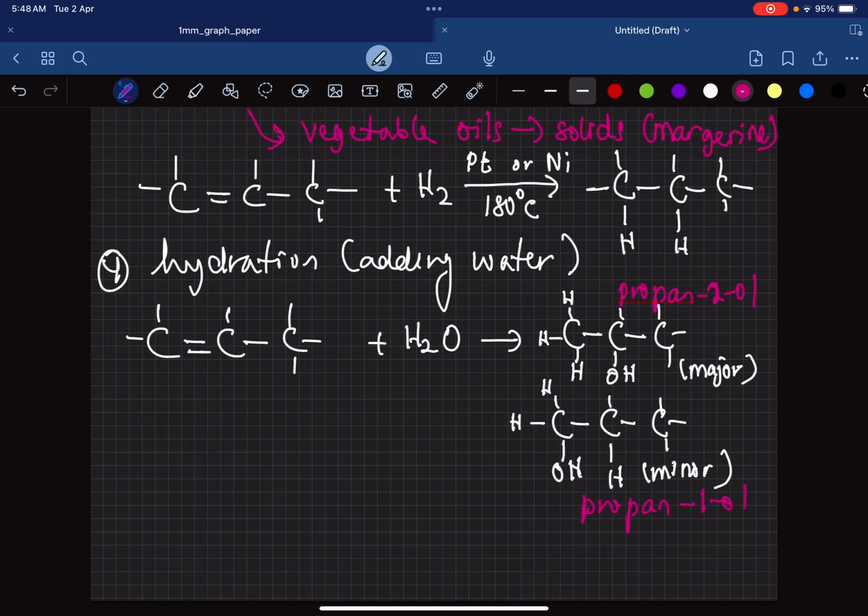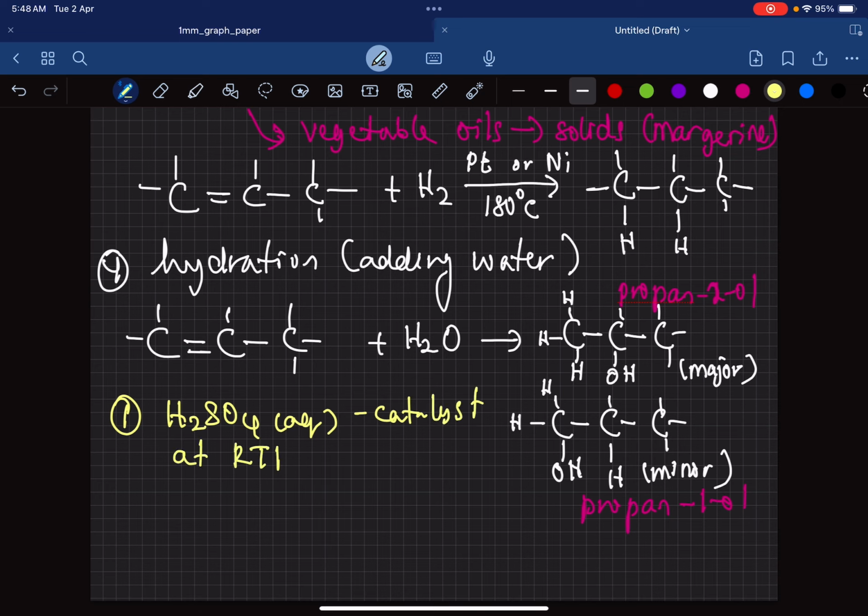Now for this hydration reaction, there are two possible scenarios. One is you use aqueous sulfuric acid as a catalyst, at room temperature and pressure. That's what you can do in the school lab, small scale. This is a small scale example.